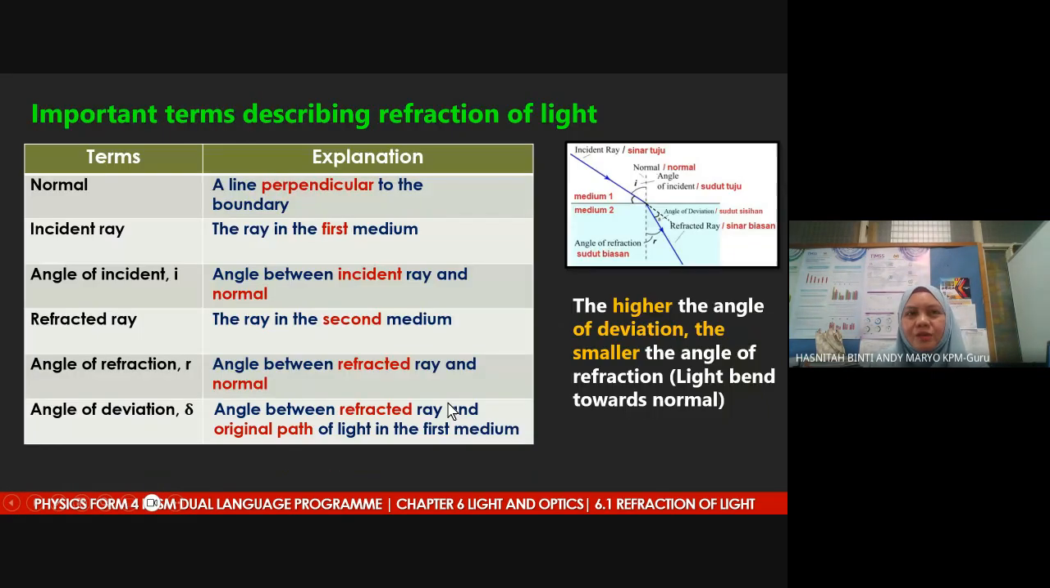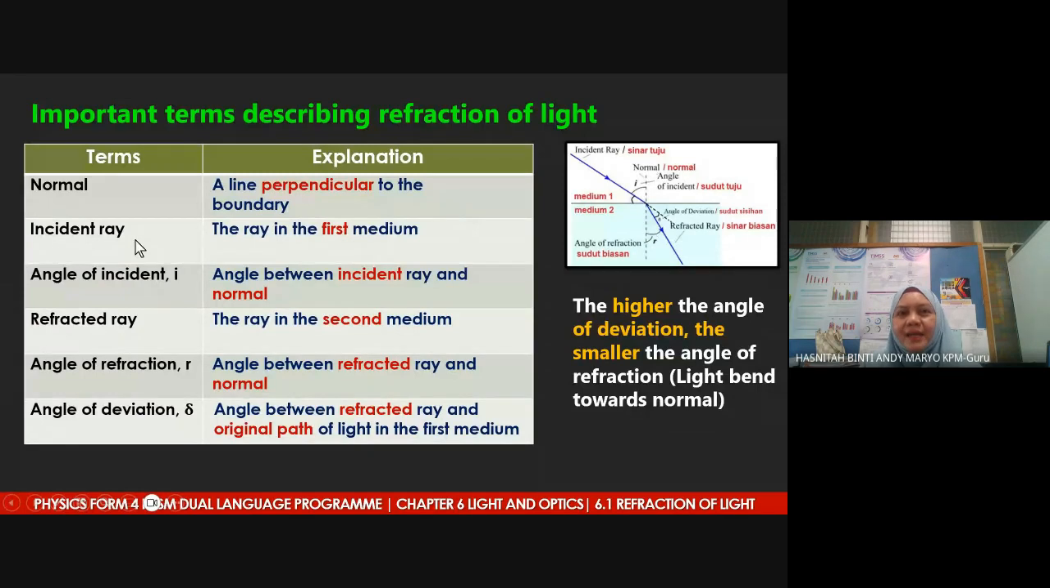So students, this table contains five or six important terms for you to understand very well if you want to do well in refraction of light. The first one is the normal. What is the normal? The normal line is the dashed line. Normally, we draw a dashed line. It is a line perpendicular, at 90 degrees, to the boundary of the two media. This is the normal.